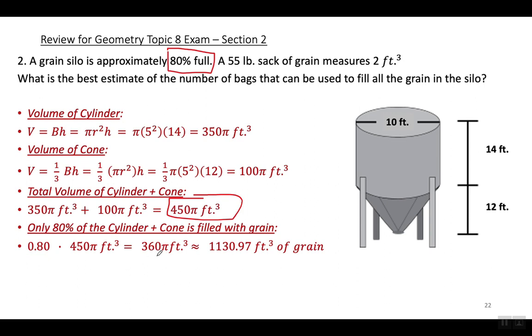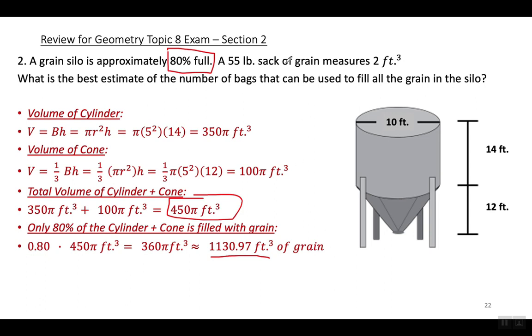And when I multiply 360 times pi, I get that amount of grain. That tells me how much grain is in the grain silo. There's approximately 1,130.97 cubic feet of grain.